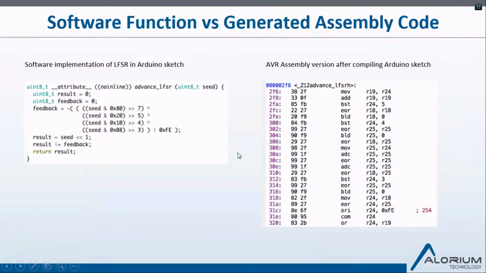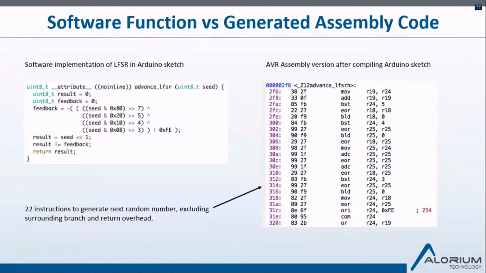And what that's doing in software, as the Arduino IDE compiles that code, it's going to generate the assembly code for that function, and the assembly code for this LFSR logic looks like this code on the right side of the screen. It ends up being 22 instructions to generate the next number. So every time you call that function, it steps through these 22 instructions. I just wanted to demonstrate that and keep that in mind as we go through the rest of this example.